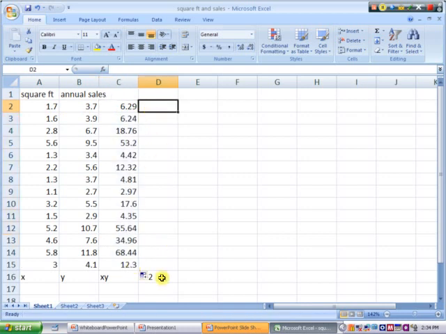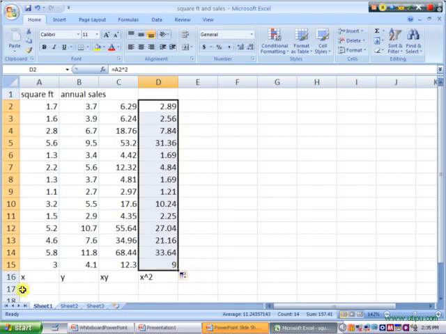And now for X squared, what is going on here? This should say X squared. Maybe it didn't like that. Anyway, what we need now is this number squared, etc. So we're going to say equals this number squared. And that 2.89 should be 1.7 squared. So let's drag this on down.